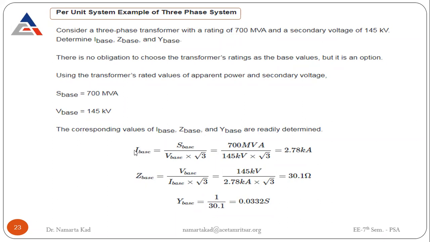One thing to note here is that the units for the base values are the standard units that are used for any particular quantity like current or impedance, but the unit for per unit values is always PU. Here we are calculating the base values, so the units are in kiloamperes and ohms. Now the Y base is the reciprocal of the base impedance, 0.0332 Siemens. So this is how to calculate the base value for current, impedance and admittance when the base value for apparent power and voltage is given. These are the formulas.